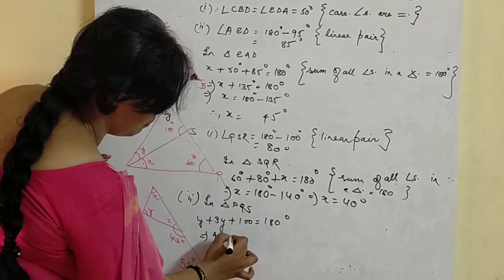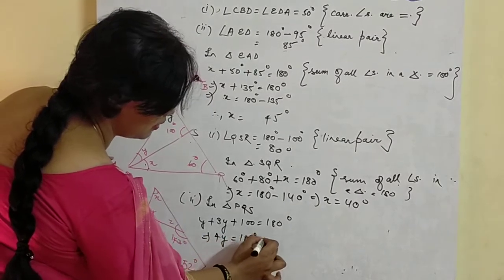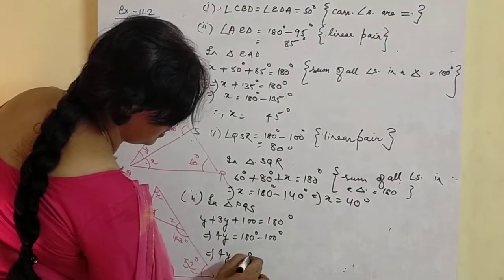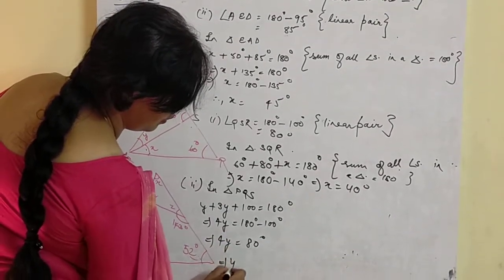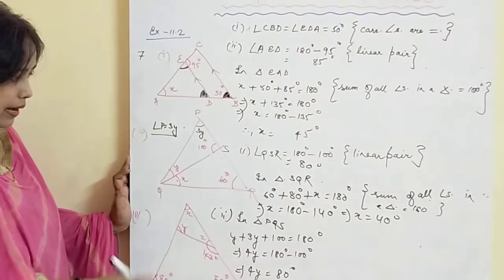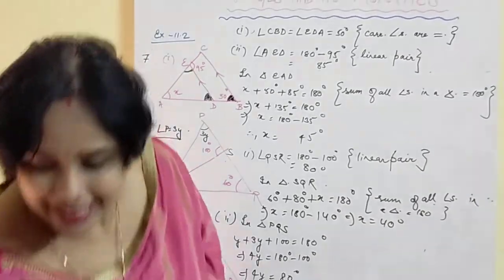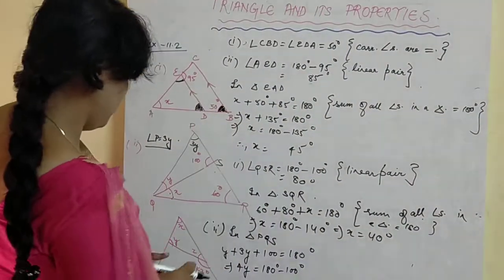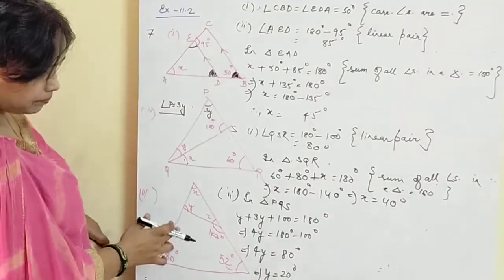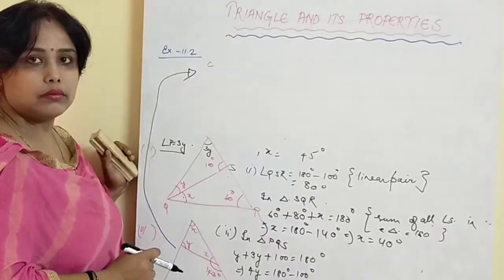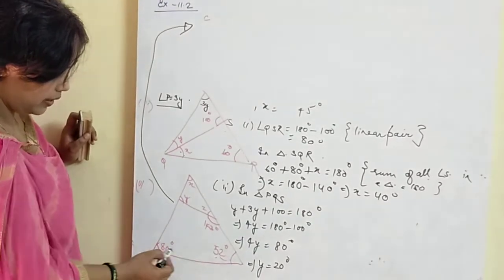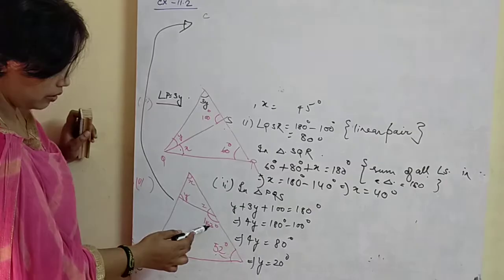4y is equal to 180 minus 100. 4y is equal to 80. y is equal to 20. So thus we have found x and y. Now children, as we are lacking some space, let's see part third. I hope you are on part third, children. First we have to find out, this is given 52 degrees, 80 degrees, 143 degrees.